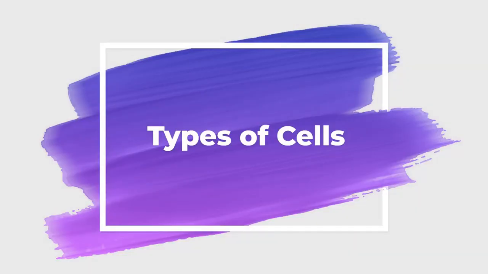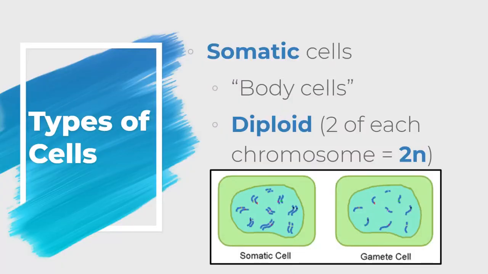We're going to go over a couple different types of cells. These are some pretty important vocab words. So the first one, and we've talked about this one before, is called a somatic cell. These are your body cells, so like your skin cells, your stomach cells, the cells that line your intestine. Those are all somatic cells, and these are all diploid.